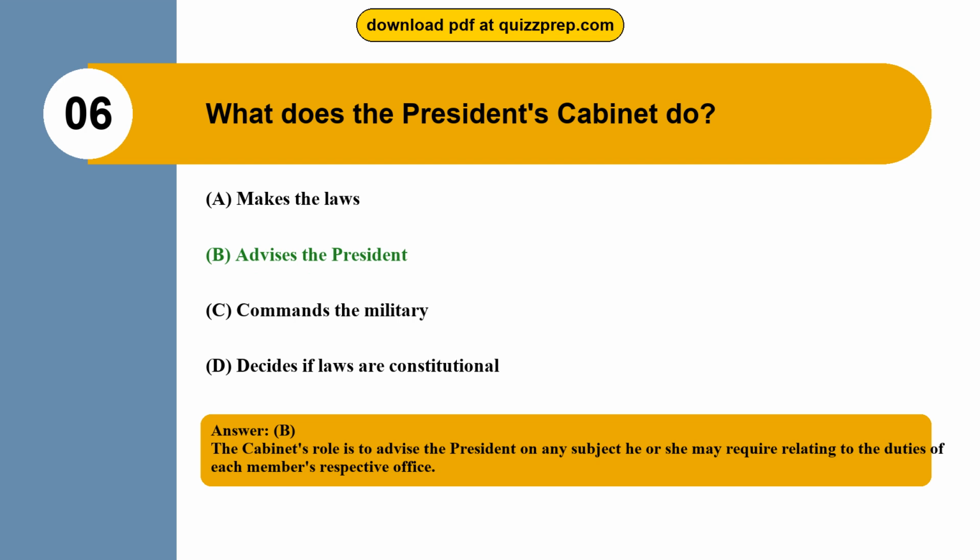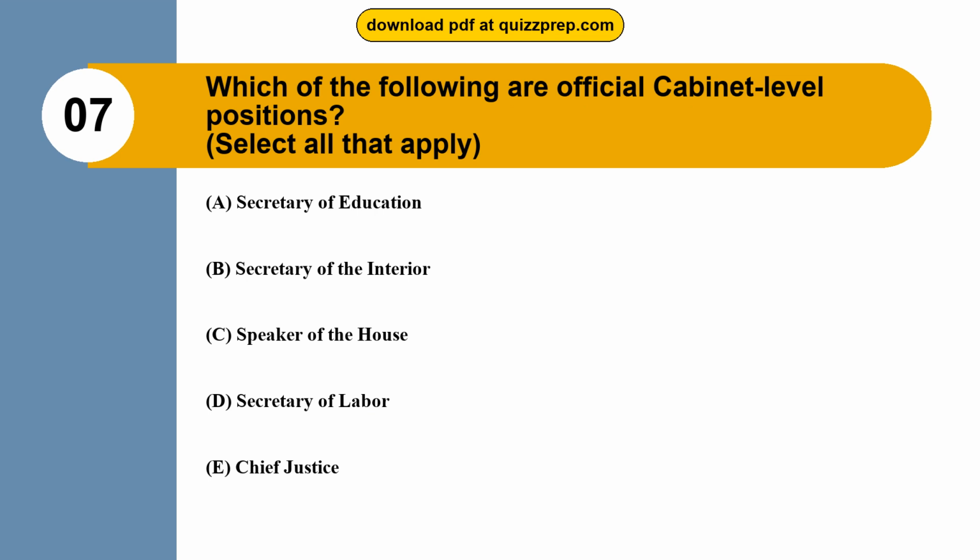The Cabinet's role is to advise the President on any subject he or she may require relating to the duties of each member's respective office. Question 7. Which of the following are official cabinet-level positions? Option A, Secretary of Education. Option B, Secretary of the Interior. Option C, Speaker of the House. Option D, Secretary of Labor. Option E, Chief Justice. The correct answers are options A and B and D.